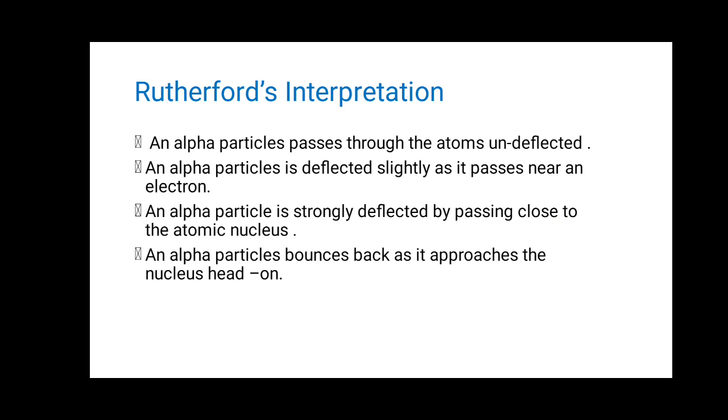Next, based on these four main observations, Rutherford's interpretation was: an alpha particle passing through the atom is undeflected; an alpha particle is deflected slightly as it passes near an electron; an alpha particle is strongly deflected by passing close to the atomic nucleus; and an alpha particle bounces back as it approaches the nucleus head on.